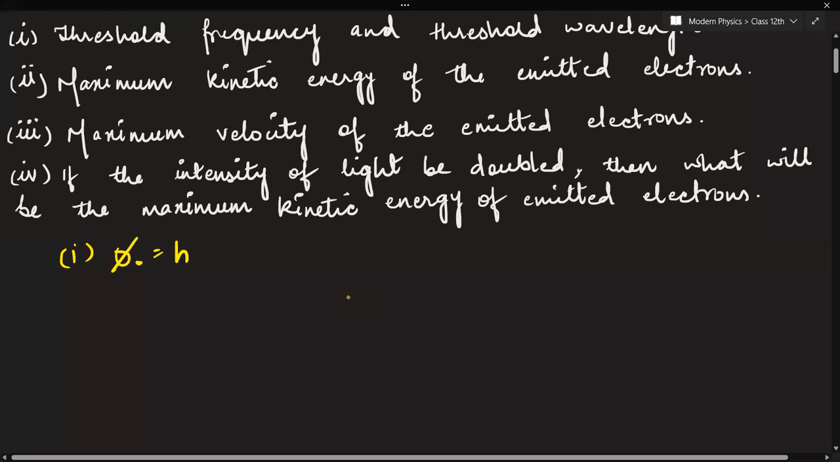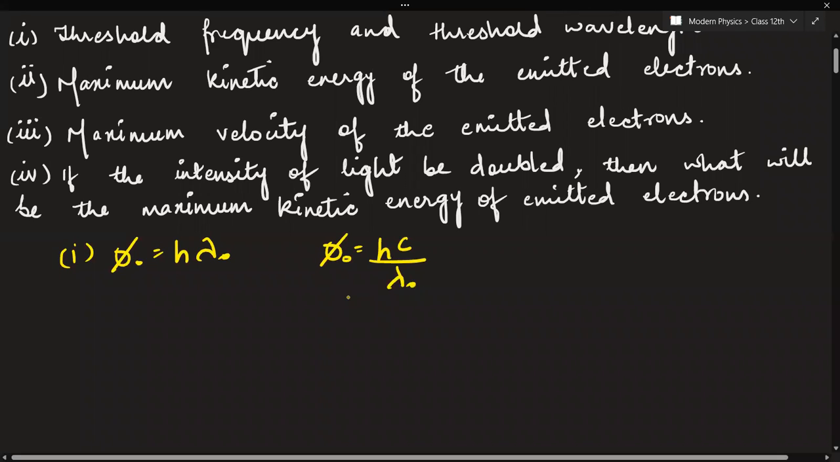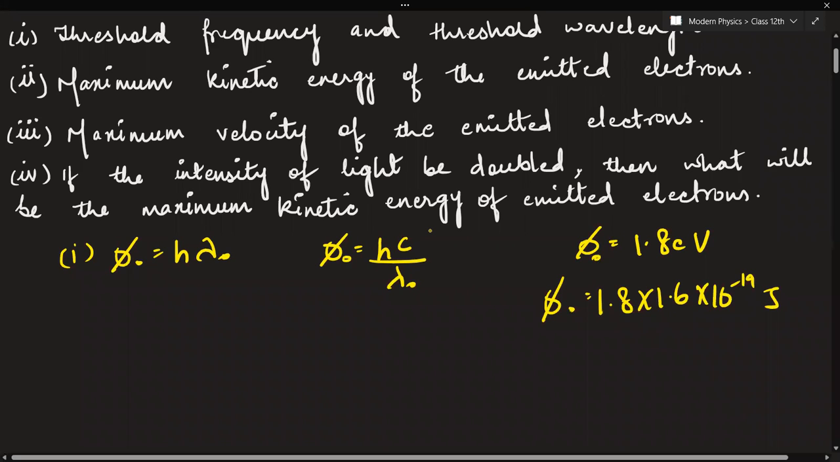Work function is h nu naught, where nu naught is the threshold frequency. Also, work function is hc by lambda naught, where lambda naught is the threshold wavelength. This was already given to you in the question as 1.8 electron volts. So let us convert it. Phi naught, this work function, will be written as 1.8 into 1.6 into 10 to the power minus 19 joules.